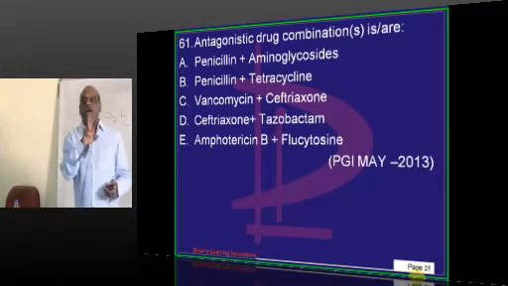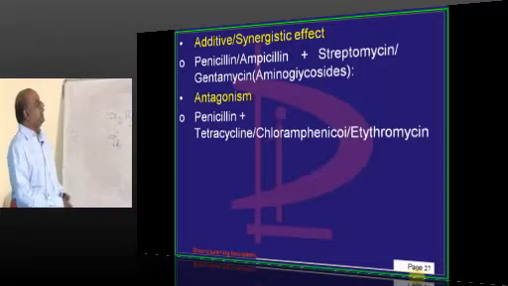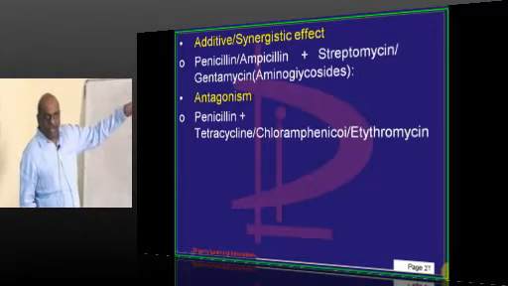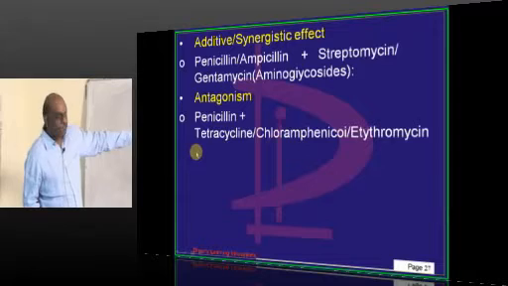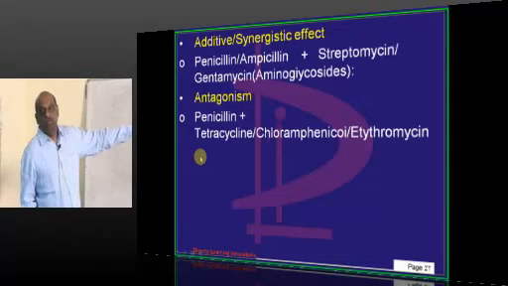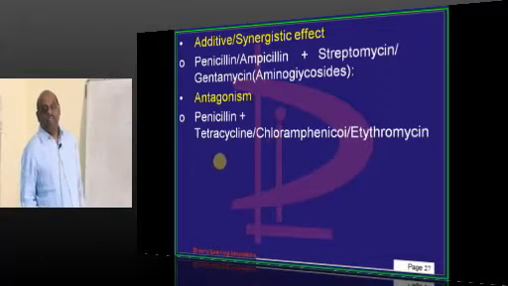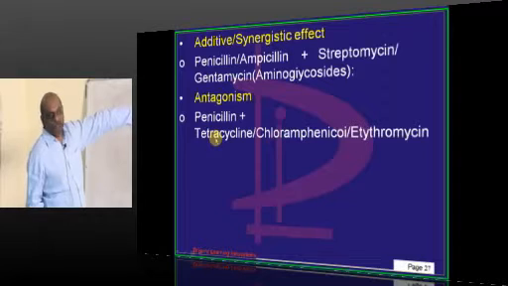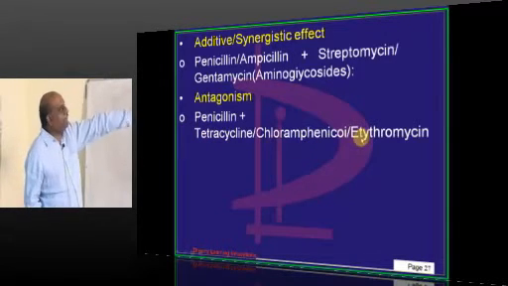What are antagonistic combinations of drugs basically? So if you take penicillin and combine it with any of these, erythromycin or chloramphenicol or tetracycline, this we don't expect all to know. This is not an essential MCQ. If you read, then only you will know it. But at least now you know it, no? Tomorrow when it comes, you should remember. Penicillin plus tetracycline, chloramphenicol and erythromycin.